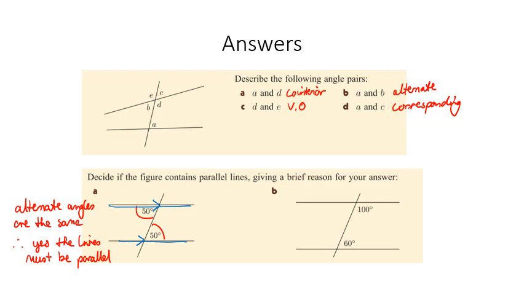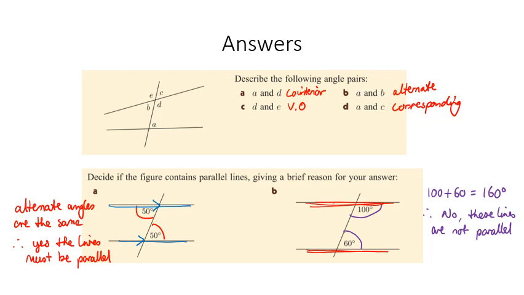In our second example, we've got, looks like co-interior angles. We know in parallel lines, co-interior angles need to add up to 180. In this particular case, it adds up to 160. So therefore, we can say that no, these lines are not parallel. Okay, if it was parallel, we would have to have co-interior angles that added up to 180. So I'm going to draw these lines on here, but I'm not going to put my arrows because they are not parallel.